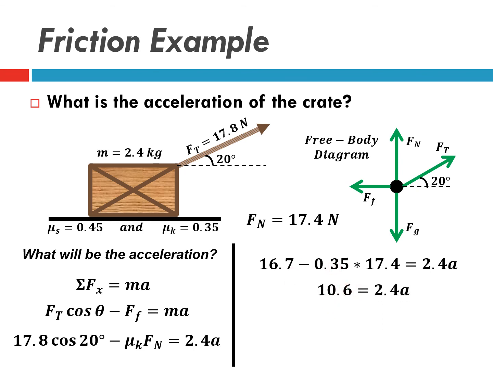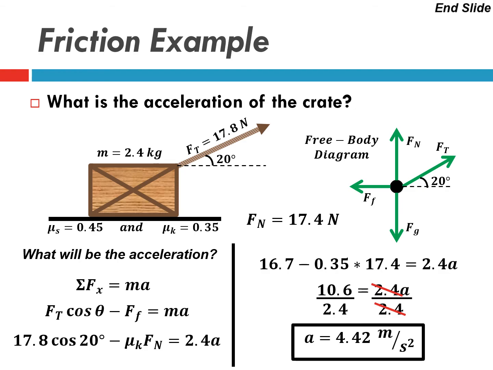That's a net force of 10.6, and you can see that it's greater than the net force we had before. The reason we have more net force now is because our friction decreased, and since our friction decreased, our total net force increases. Now we have more force forward than backward than we did before, so we have a greater net force. We divide both sides by 2.4, and we find that our acceleration is going to be 4.42 meters per second squared.